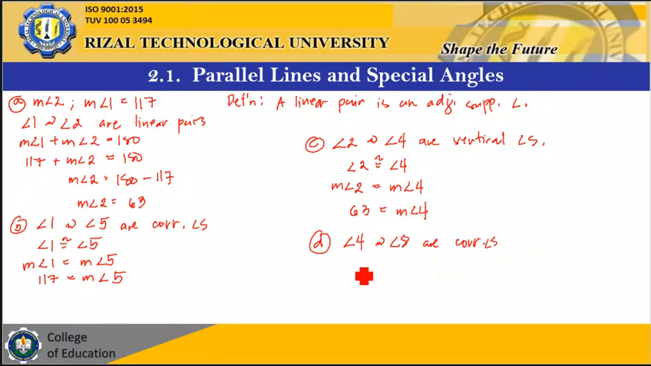Okay, then therefore we can say that angle 4 is congruent to angle 8. And by the definition of congruent angles, the measure of angle 4 is equal to the measure of angle 8. Again by substitution, we know that angle 4 is 63, so therefore the measure of angle 8 is also 63, and we are done.